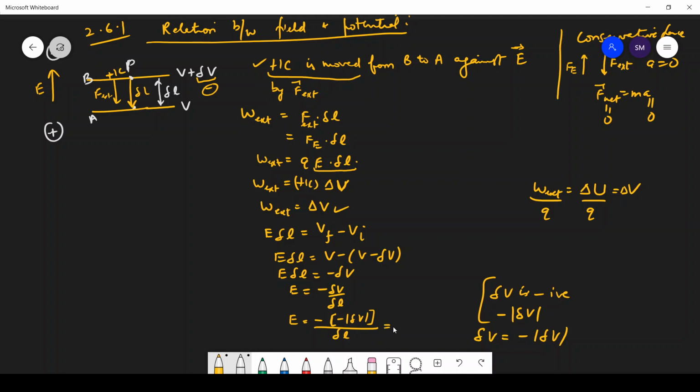Now this negative will be positive. So it means the magnitude of this electric field will be positive. Okay. So sometimes from here we write E equals minus dV by dr also. But actually, that's the main formula. E is equal to, and don't forget this modulus sign will remain there. So that's the magnitude of E.